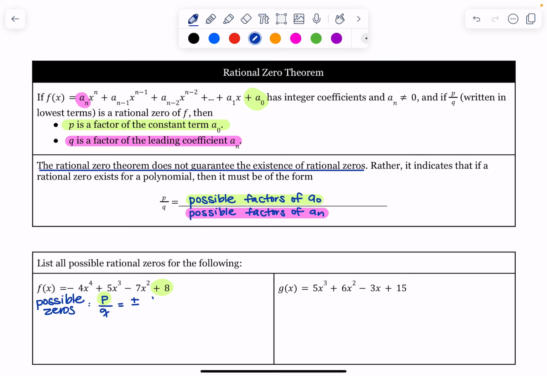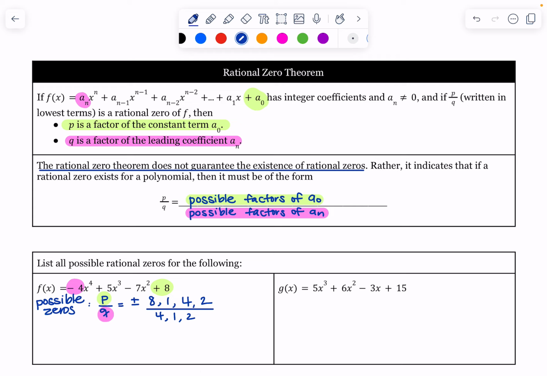So factors of 8 would be 8 times 1 and 4 times 2. And then we do the same thing for q, where we list all factors of our leading coefficient negative 4. So again, we have that plus or minus in front. So factors of 4 would be 4 times 1 or 2 times 2. Okay, so when we're listing all possible zeros, we want to consider all of these rational numbers. And so let's write them as a set down here. There we go. Okay, so we're going to go really slow, and then you'll see the pattern pretty quick.